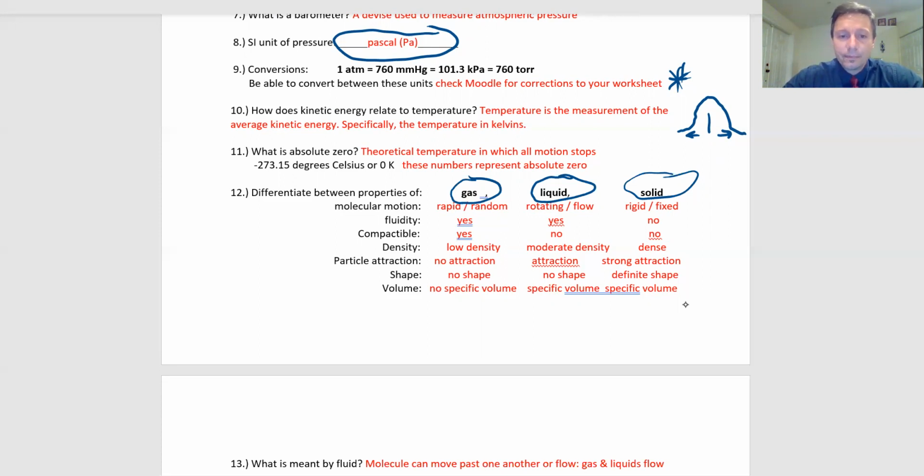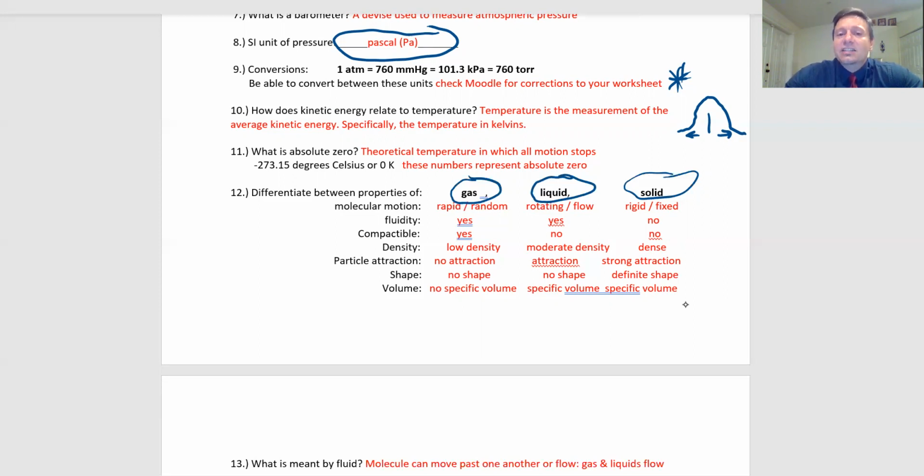Fluidity. Gas is a fluid, which means it flows, which means a molecule can move past another. That's what flow means. So when you see fluid, that means molecules can move past one another. So gas, yes. Liquids, yes. Solids, no. That's why it's a solid. They have a strong attraction, which makes it rigid.